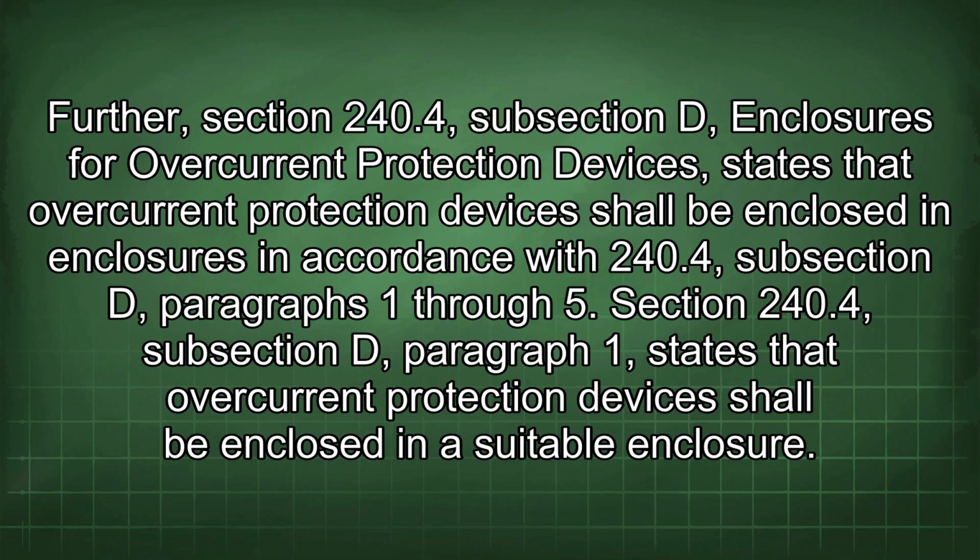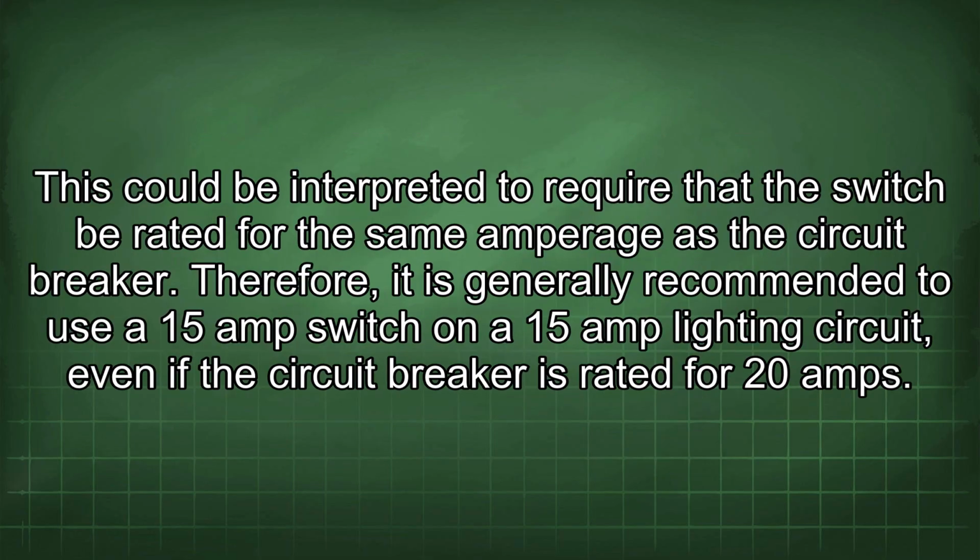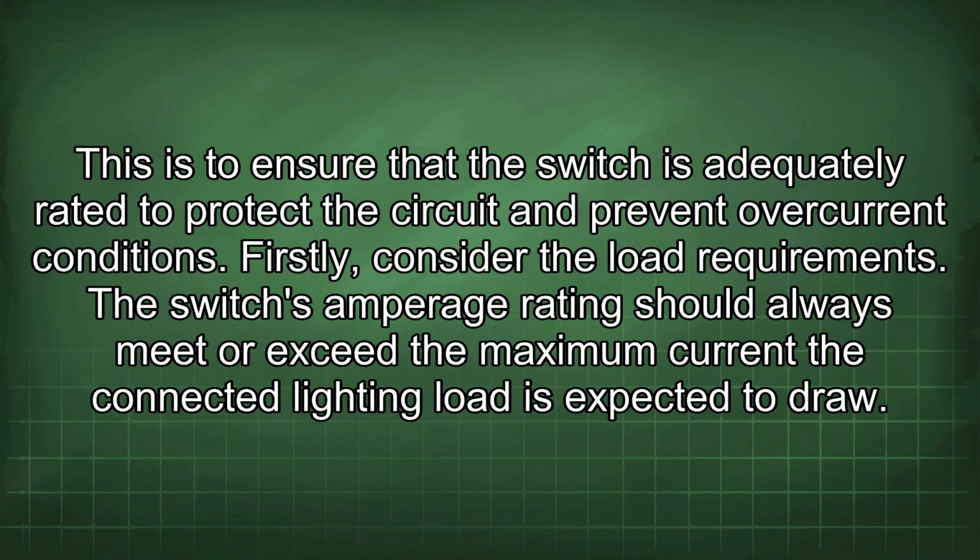Section 240.4, subsection D, paragraph 1, states that overcurrent protection devices shall be enclosed in a suitable enclosure. This could be interpreted to require that the switch be rated for the same amperage as the circuit breaker. Therefore, it is generally recommended to use a 15 amp switch on a 15 amp lighting circuit, even if the circuit breaker is rated for 20 amps. This is to ensure that the switch is adequately rated to protect the circuit and prevent overcurrent conditions.